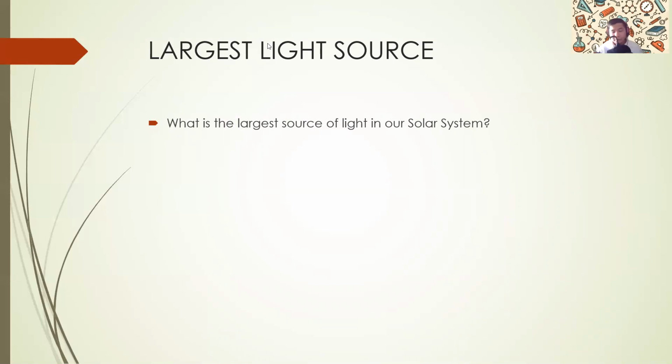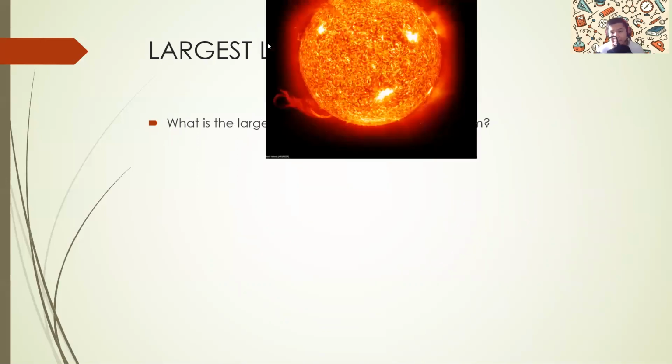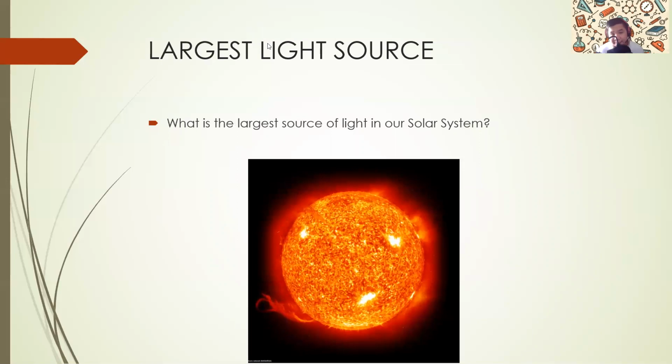Now, we're talking about light. So my question is, what is the largest light source in our solar system? Do you still remember? This will come out in the test. It is the sun. The sun is the largest light source in our solar system. In fact, it's our main light source in the solar system.